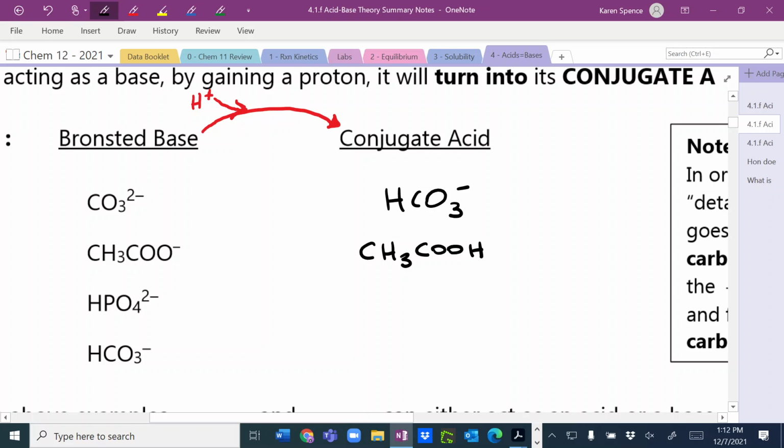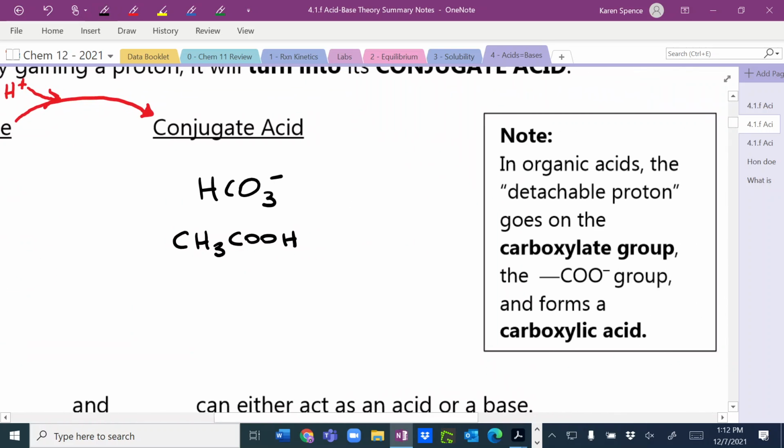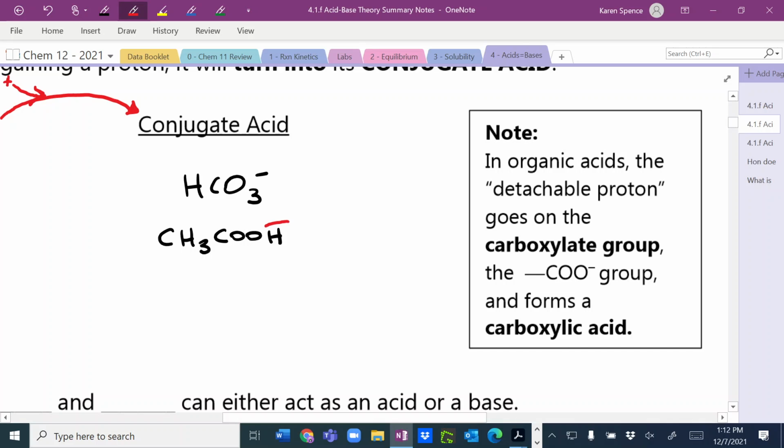Do you remember that with our organic acids, the detachable proton goes on the carboxylate group? If you are taking biology, that might be a good term for you, the carboxylate group. It will turn into the carboxylic acid group, which is COOH. So the carboxylate group is COO minus, and it turns into COOH.